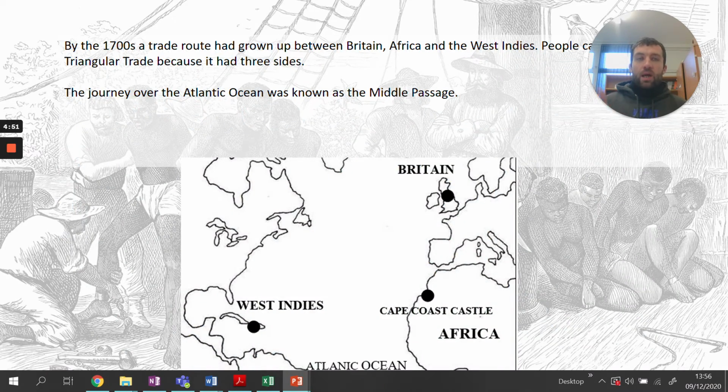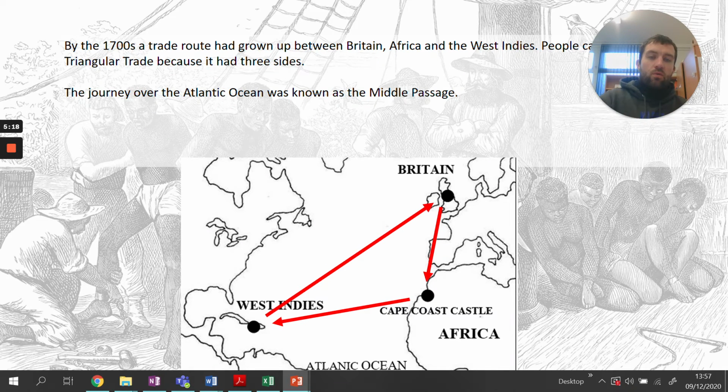So the route that happened was from Britain, they would travel to the Cape Coast Castle in Africa. They would then capture their slaves, take the slaves over to the West Indies, and then from the West Indies they would take the crops back to the UK. So the journey looked a bit like this. Materials and possessions would go from the UK to Africa and be traded for slaves. The slaves would be taken to the West Indies to work on the plantation. The crops grown would then be taken back to Britain to be sold to make money. The journey over the Atlantic Ocean was known as the Middle Passage.